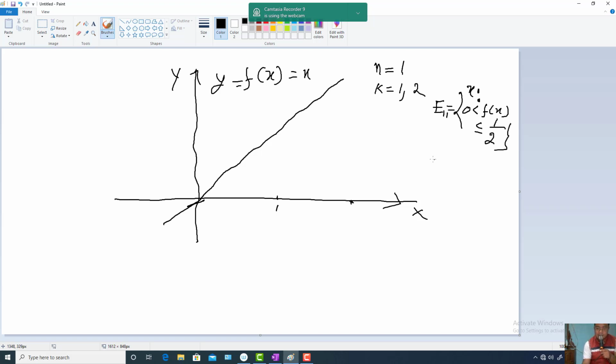Alright, then what about E12? E12 is how much? And this is equal to x such that f of x is strictly greater than 1 upon 2, and this will be less than or equal to 1. It will be like this. Alright, so this is your E12.